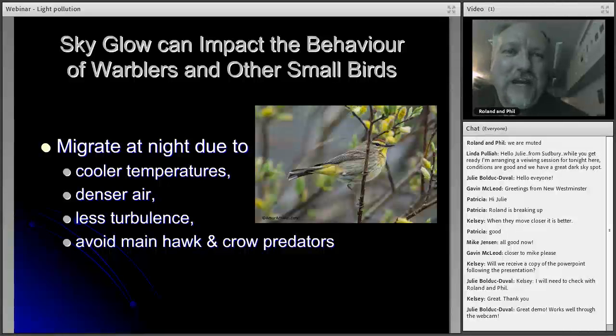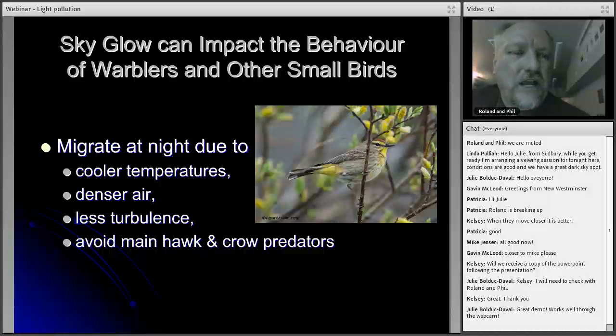Skylo has impacts outside the human realm, and you might know that Canada's small bird population mostly arrives and leaves at night. They migrate at night due to the cooler temperatures, which leads to denser air, less turbulence, and quite important also for these small birds, that they avoid their main hawk and crow predators.